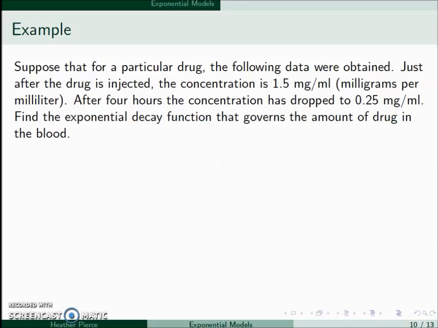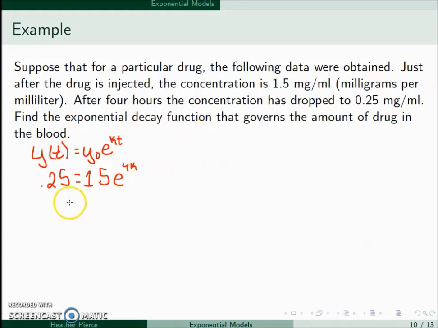So the only difference between an exponential growth and exponential decay function is that k value. When we're dealing with exponential decay, our growth constant will be negative. So for this one, we have y of t equal to y of 0 e to the kt. I know that y of 0 is 1.5, that's the initial concentration. And I know that after 4 hours, so when t is 4, my concentration is 0.25.